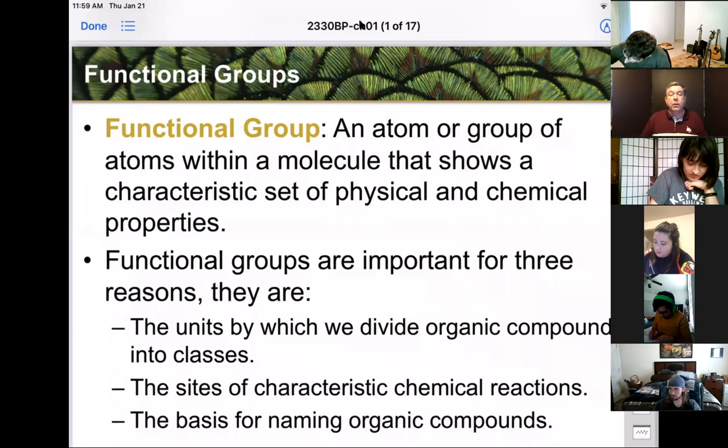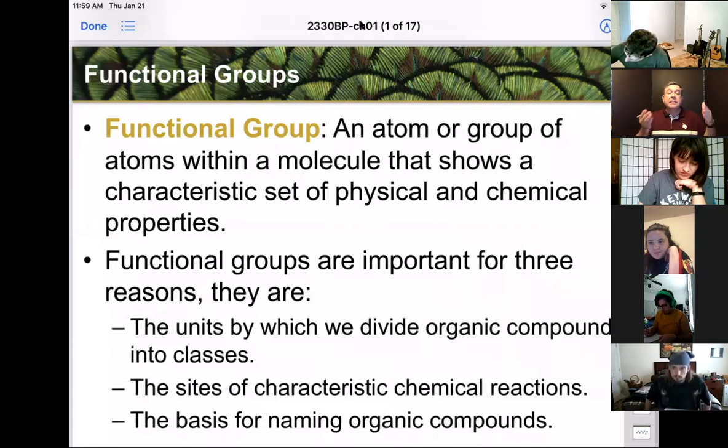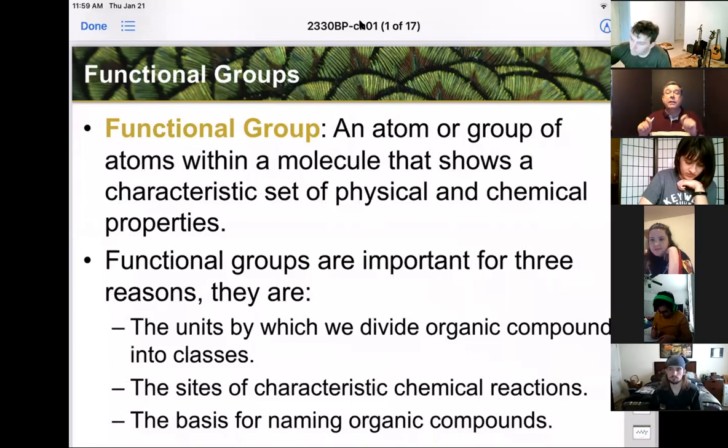Okay. So functional groups are important for three reasons. One, we can use them to divide the different organic compounds into different classes, and that helps us organize our system and look for similarities in reactivity. Second, it gives us the places at which the chemical reactions will happen. For example, if you have a carbon-oxygen double bond, certain chemicals will react with that, but certain chemicals won't. So those sites are very important.